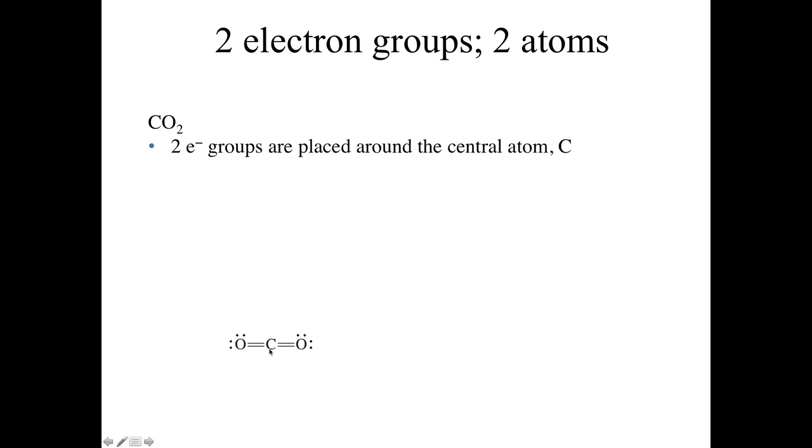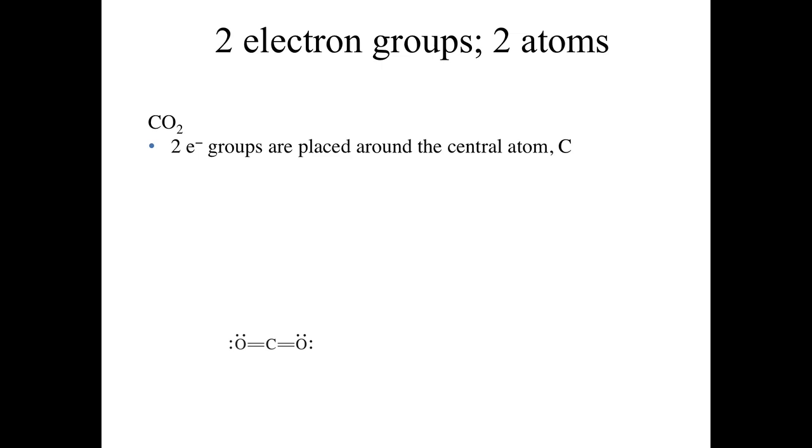Counting electron groups for this carbon, there's one double bond with this oxygen and another double bond with the other oxygen. 2 double bonds counts for only 2 electron groups. Now, if you have 2 electron groups connected to the center atom, how do you think they would be oriented to each other to be as far away from each other as possible? You can close your eyes and extend your arms, right?